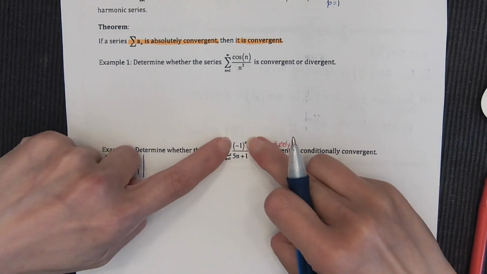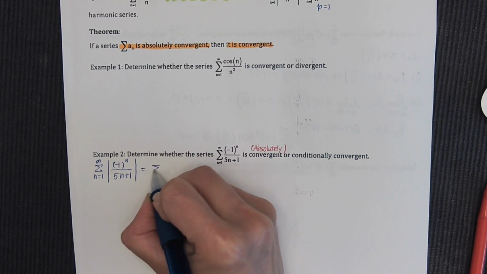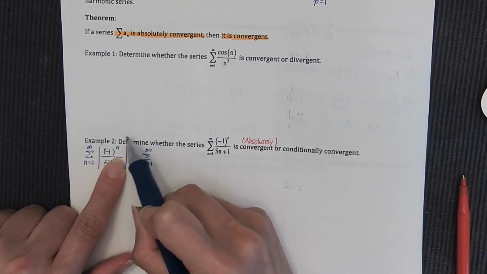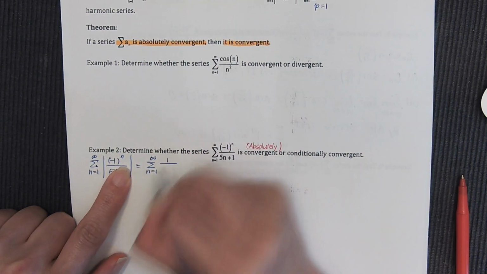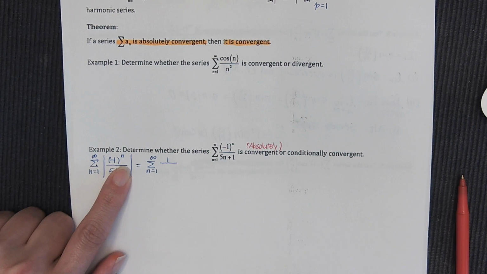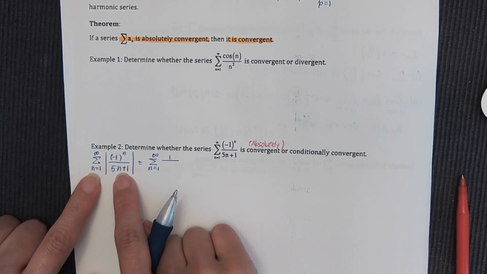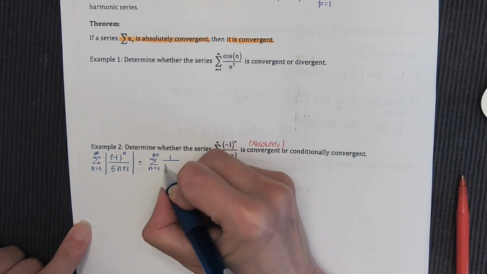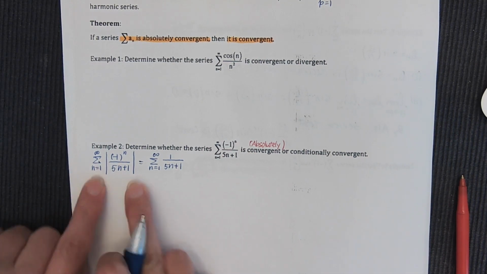Okay, so I'm going to take the absolute value. What happens when I take the absolute value? The absolute value of negative 1 to the n is 1. Then 5n plus 1: you plug in 1, 2, 3, so everything is a positive number. So far everybody makes sense, right? I took the absolute value, and we end up with that.